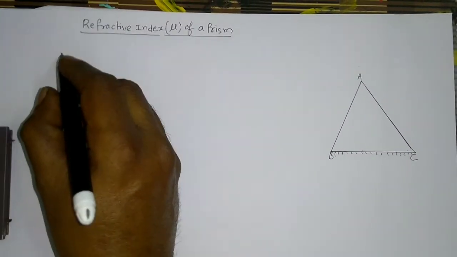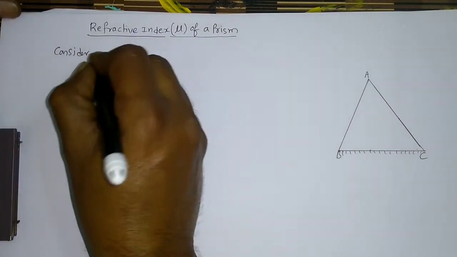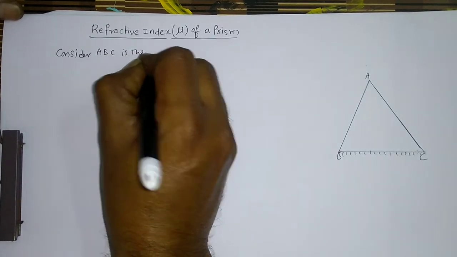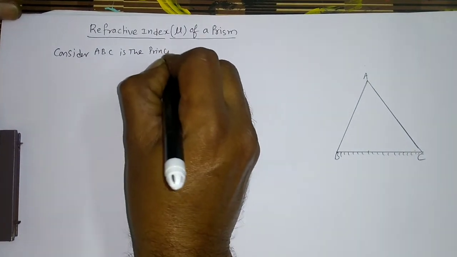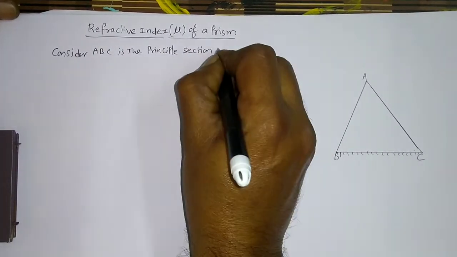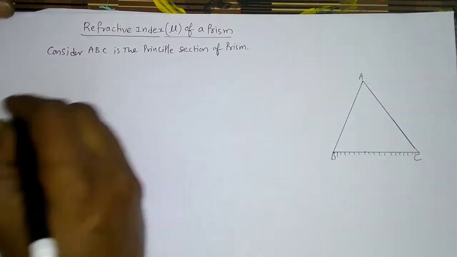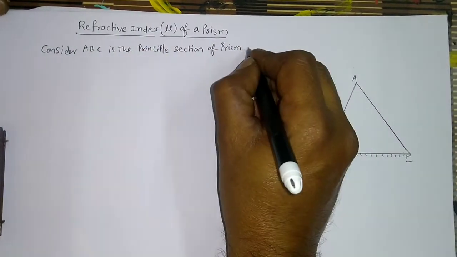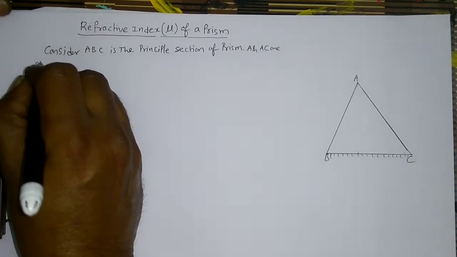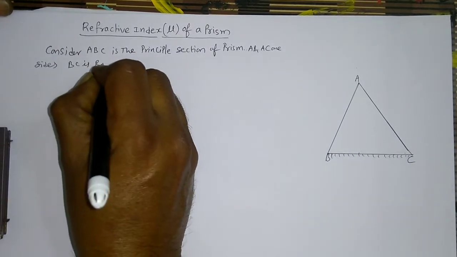So here, consider ABC is the principal section of the prism. AB and AC are the sides. BC is the base of the prism.